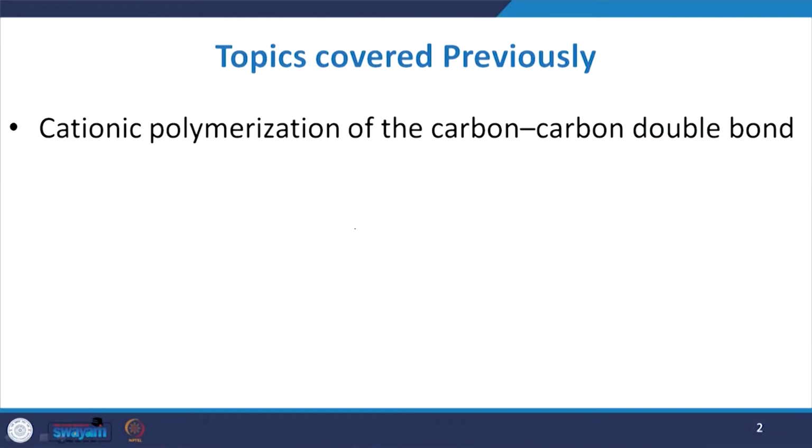Welcome to the next module of this ionic polymerization. If you recall, previously we discussed the cationic polymerization of carbon-carbon double bonds. In that, we discussed the various initiation protocols for this cationic polymerization. We discussed the photo initiation effect. We discussed the radiation induced initiation steps, etc.